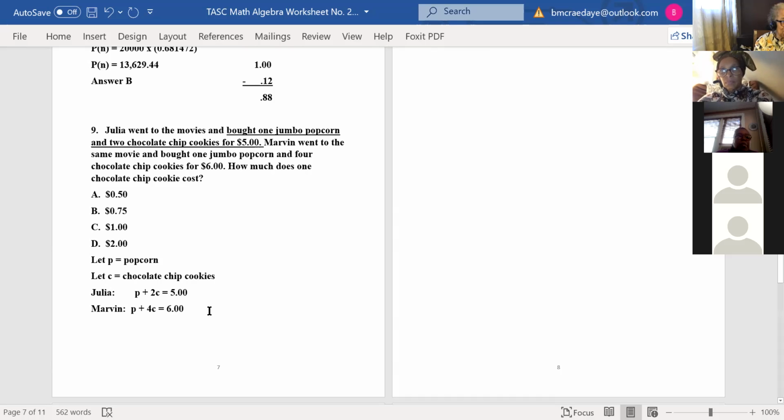So now we've got our equations, right? We know what Marvin spent and what he bought. We know what Julia spent and what Julia bought. Now you have 2 equations and 2 unknowns. Mercedes, how do you think we could solve this? What's the easiest way to solve it? You're going to subtract the 2C from 5 to get the price for the 1 jumbo popcorn.